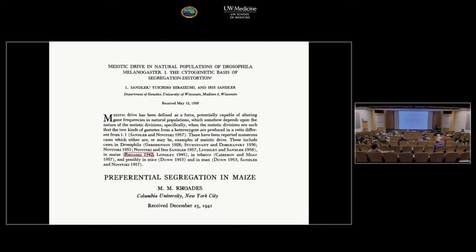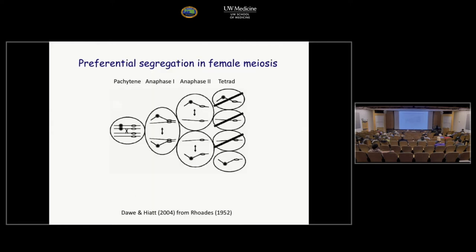They didn't know at the time that actually meiosis is normal in this case. However, there's one example that they have here which is really meiotic drive, and this comes from Marcus Rhodes, what he called preferential segregation. Now, Rhodes was studying knobs in corn, and these knobs in corn are distal heterochromatic elements that have unusual behavior in the presence of a particular knob called abnormal knob 10.